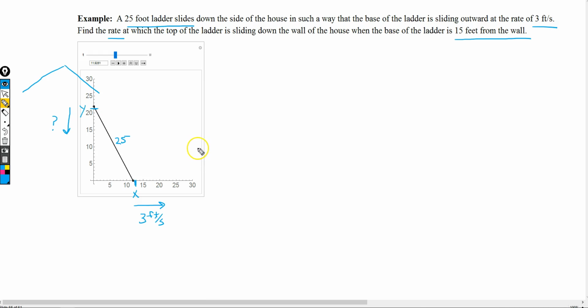All right, now let's identify what we are given and what we want to find. Well, we are given dx/dt is 3 feet per second. So we're given that. We're also given the ladder is 25 feet long. We already have that labeled. And let's see, what do we want to find? We want to find dy/dt when x is 15.